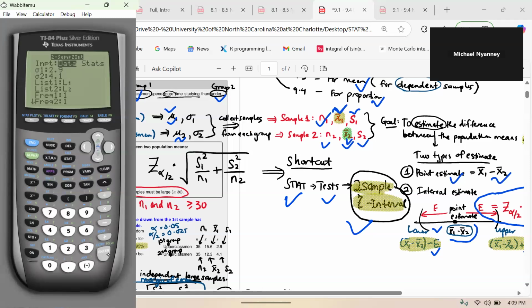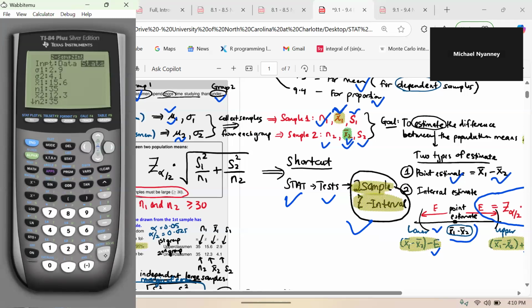Before you come to this, note that when you click on stat, you can go to edit. Okay, so you have L1, L2, input your raw data there. If you're done, click on stat again and come to the test. Now you can scroll down to the two-sample z interval. Now you're using the data, you're not using the stats. But if you are given the stats, just go with the stats. You don't need to input any data. So input the information given in the question, and that creates an interval for you.